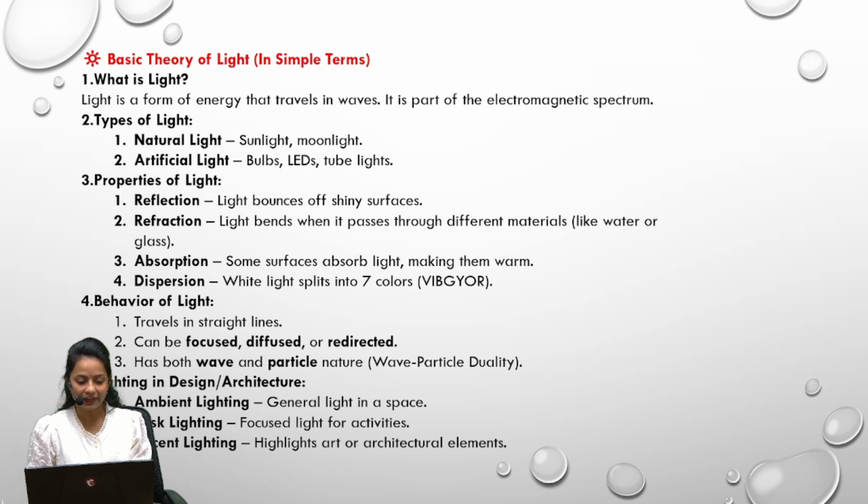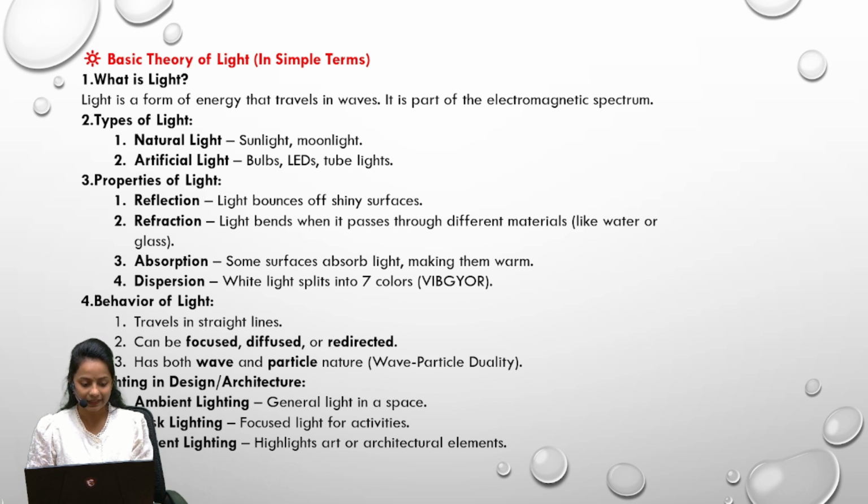Next, refraction. Light bends when it passes through different materials like glass and water. Then absorption: some surfaces absorb the light, making them warm or cool. The next one is dispersion. White light splits into 7 colors, the rainbow colors, VIBGYOR we can say. And as for how the light behaves, it travels in a straight line and can be focused, diffused or redirected, and has both wave and particle nature.